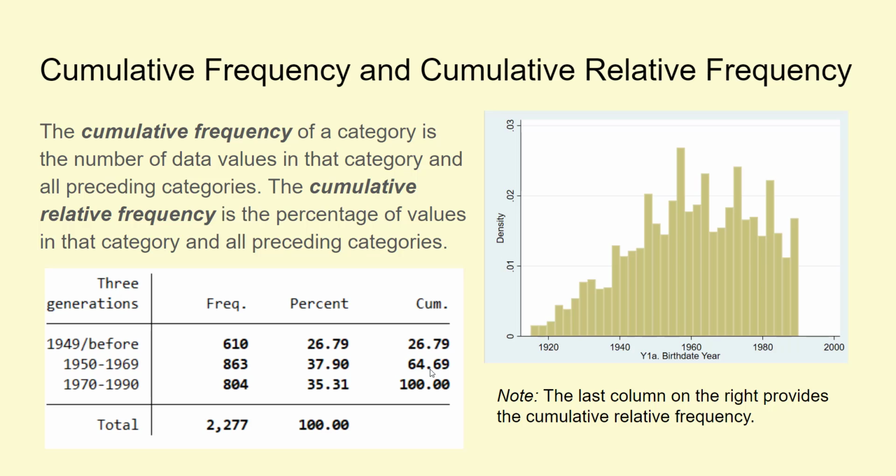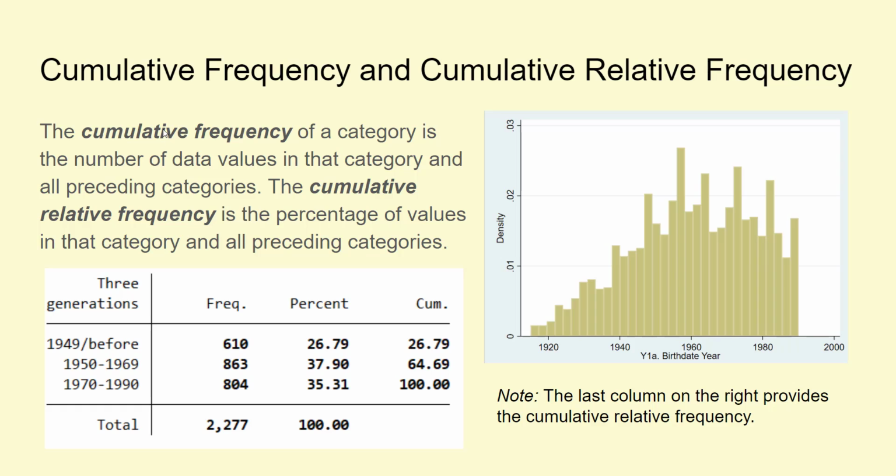This tells us that the respondents, this percentage, so 64.69% of the respondents are born before or in 1969. The last row here, 804 divided by 2,277, gives us 35.31%. By the time we get to the last row here, if we're using cumulative relative frequency, we should have 100%.